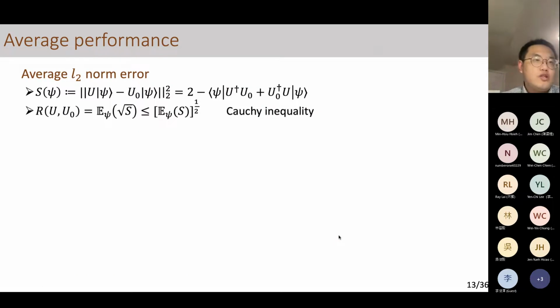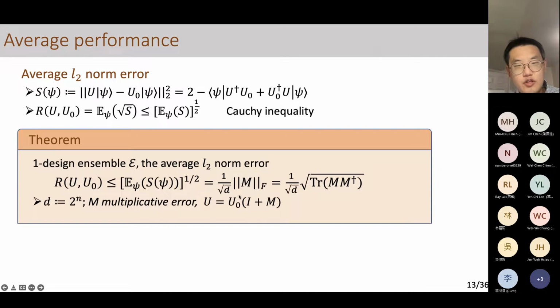We want to know the average performance for the L2 norm. At first we use the Cauchy inequality, because here the L2 norm is the square root of this variable s, and we can't directly estimate it. So we make the square roots out of the summation. Then we can estimate this expectation value first, then take the square root. Our result is that the average performance could be bounded by the Frobenius norm of the multiplicative error.